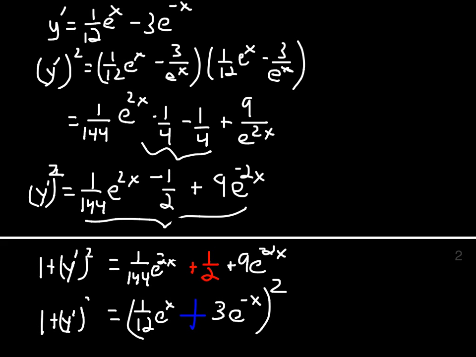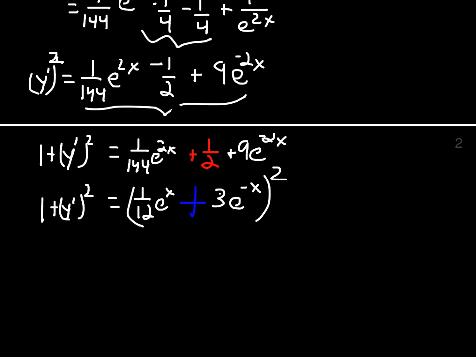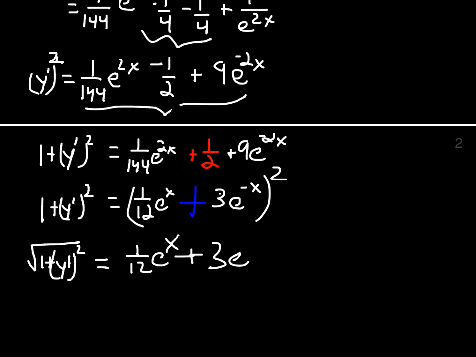Our job is to try to somehow, if we can, get this guy to be a perfect square, because the next step is to take the square root. And so, yeah, the plus 1/4 and the plus 1/4 together give us the positive 1/2. Okay, so then the square root of 1 plus y prime squared is just 1/12 e to the x plus 3 e to the negative x. And that's what we integrate from log 2 to log 4.